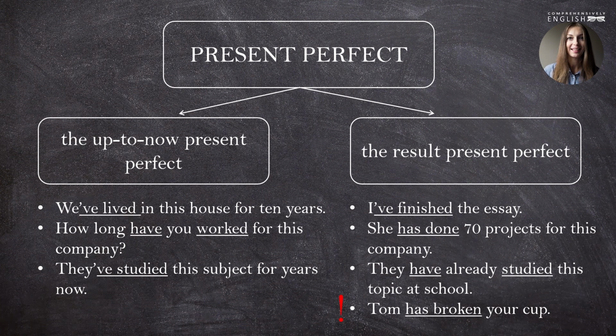Pay attention to this last sentence, because this is something that I see that some students find difficult. What they say is that, okay, I don't have a cup anymore, so the cup is finished. Why doesn't it remain in the past? Because the outcome of the action exists. The fact that you now don't have a cup, but you had it in the past, is the result that we're talking about. Tom has broken my cup and now I don't have it. This is the result present perfect.